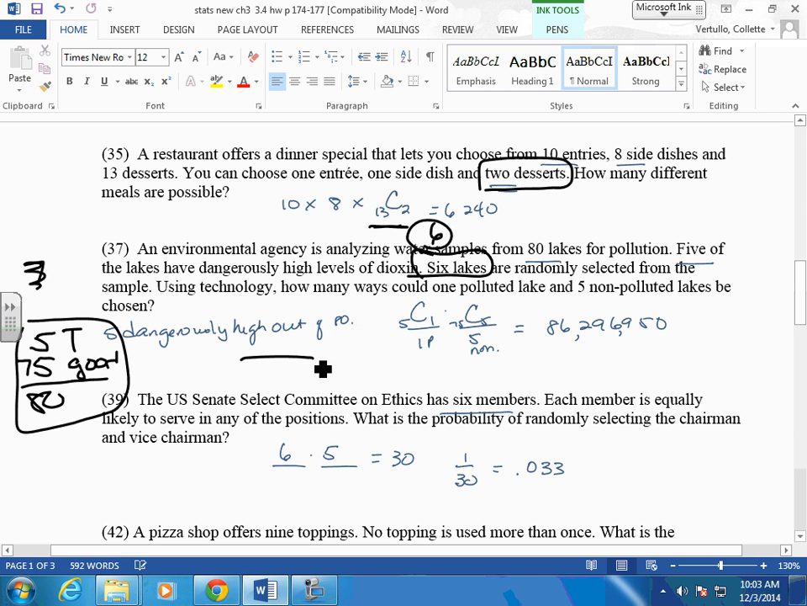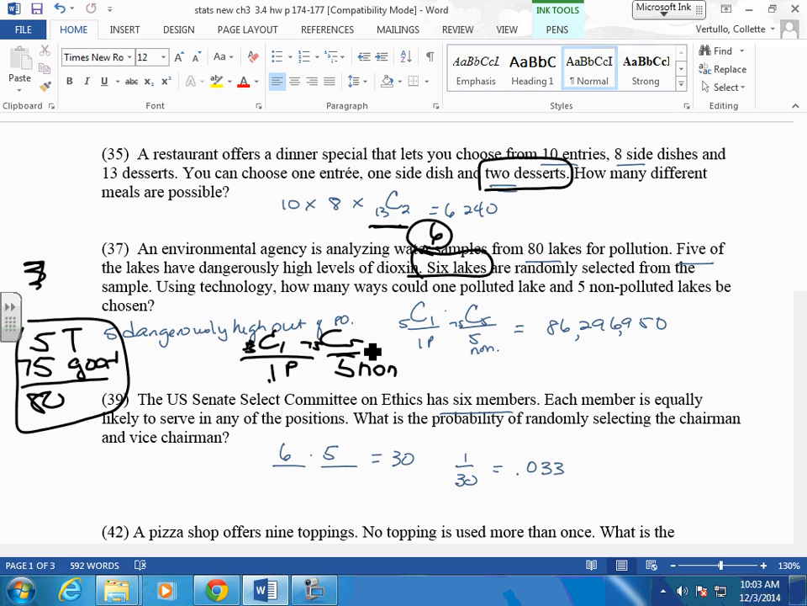So start like this: 1 polluted, 5 non-polluted, 1 toxic, 5 non-toxic. So you're saying I have 5 to choose from, I want 1. This guy, you're saying I have 75 to choose from, I want 5. And when it's an and condition, we multiply. Remember? We multiply when it's an and. When it's an or, we add. When it's an and, we multiply. That gives you how many ways.